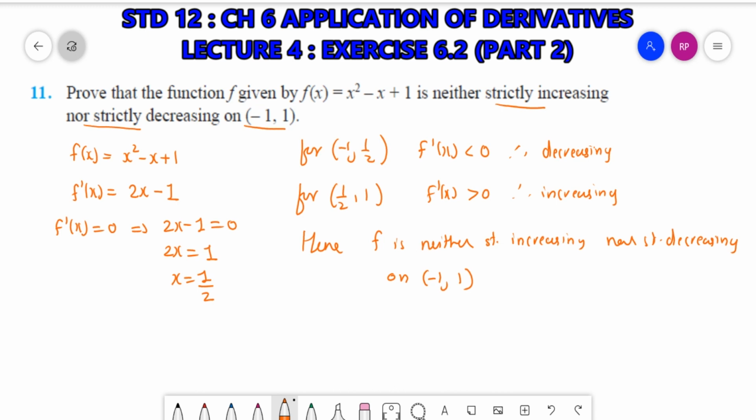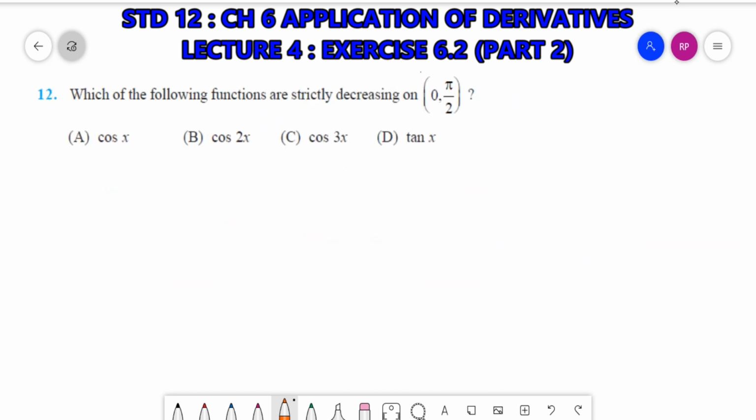Now let's move to the next, that is question number 12. It has four sub-questions. The main question is, which of the following functions are strictly decreasing on the interval 0 to pi by 2? Means first quadrant, okay? But we must not take 0 and pi by 2 because it is an open interval. So let's start with the first one.